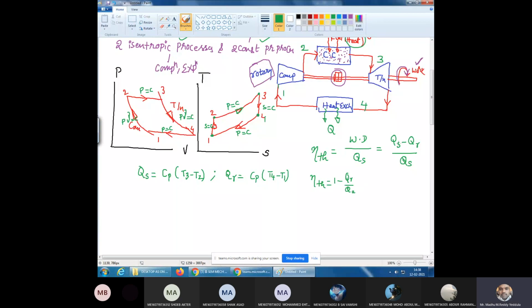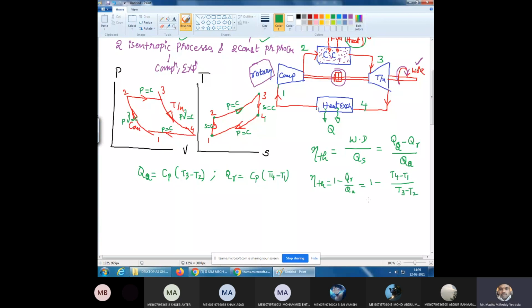Q addition we will keep as Q A, okay? Heat addition, supplied or added. So therefore, 1 minus Q rejected. Cp can be cancelled from both numerator and denominator. So efficiency is 1 minus (T4 minus T1) by (T3 minus T2).